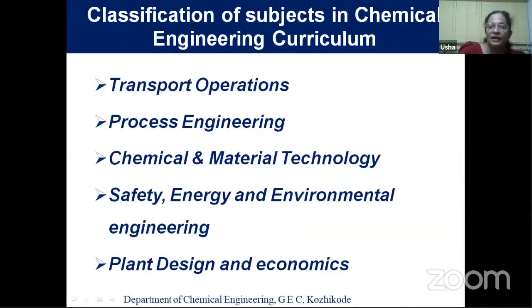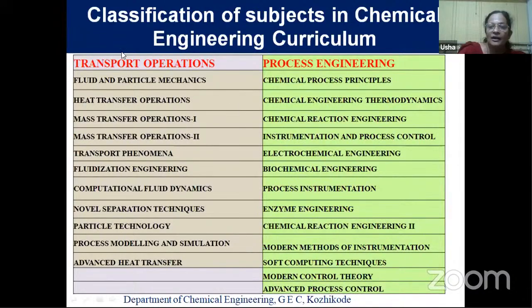I will show some of the subjects you study in these 4-5 streams. These are the subjects coming in different areas, that is, different streams. Transport operation, I already told you, is the transfer operation: fluid dynamics, particle mechanics, heat transfer, mass transfer. Mass transfer has 2 subjects, 1 and 2. That is mainly important, a basic core subject. These are the core subjects in chemical engineering.